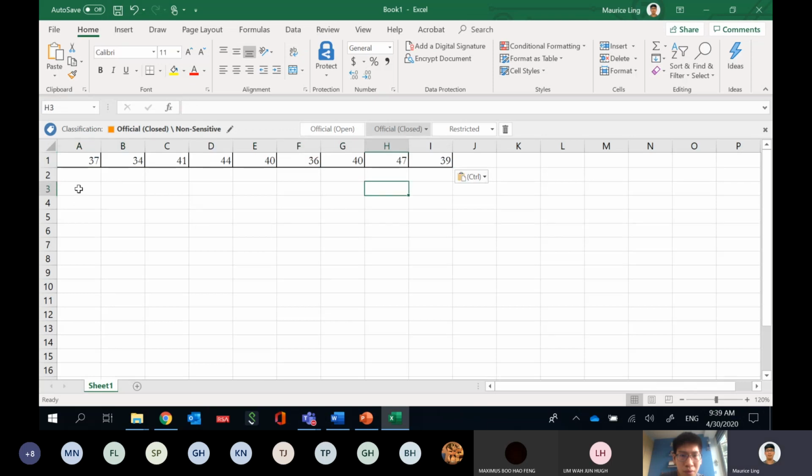Okay, we have this. So we want to find the mean, median, mode, range, and standard deviation. Okay, so this is what we want to find.